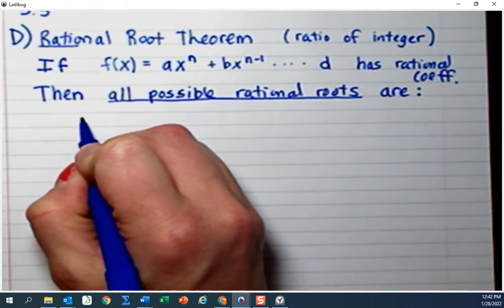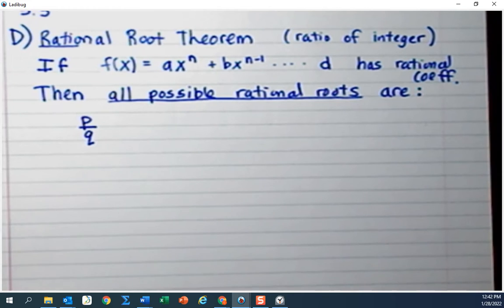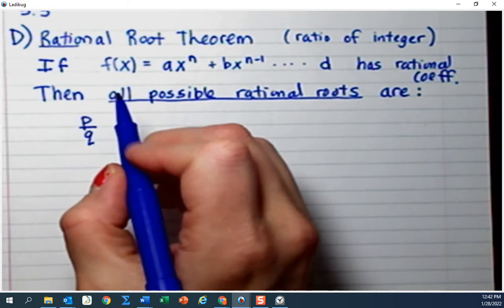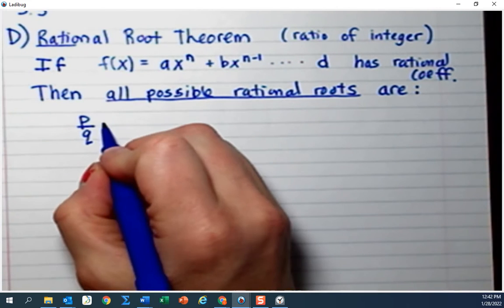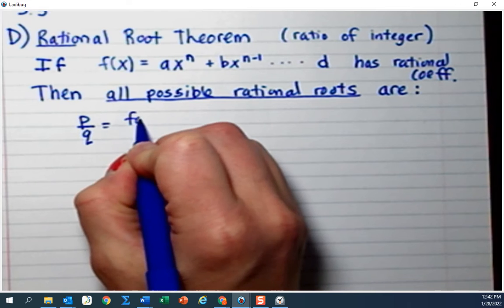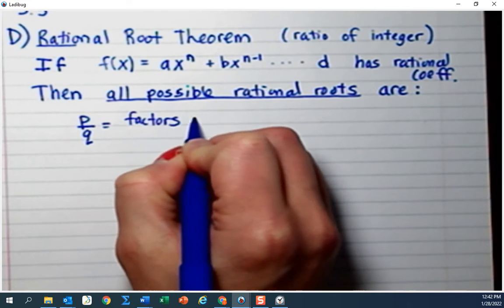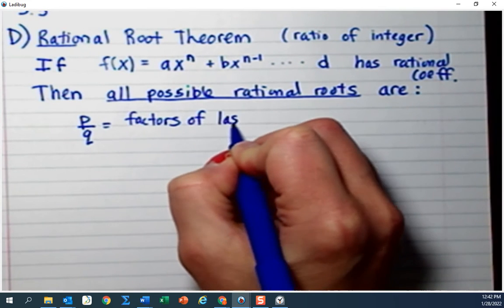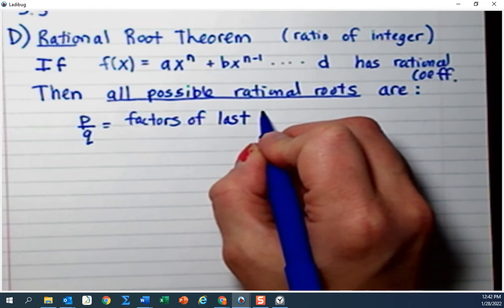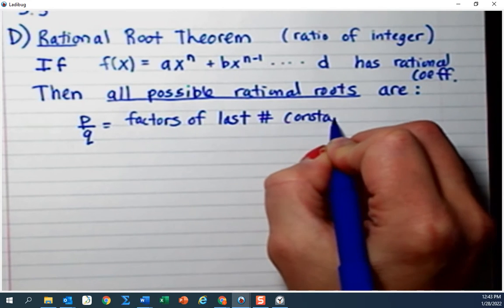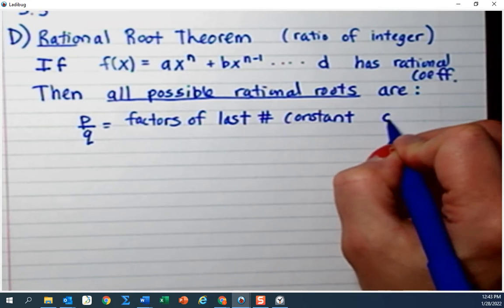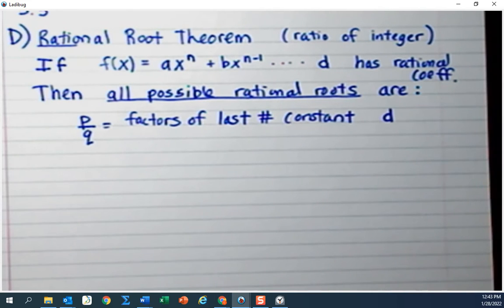Okay, this is the PQ list. So you saw the PQ list in some of the homeworks. This is the PQ part. There's like 2 steps here. P equals factors of the last number, or the constant. That's the D, right? The last number.